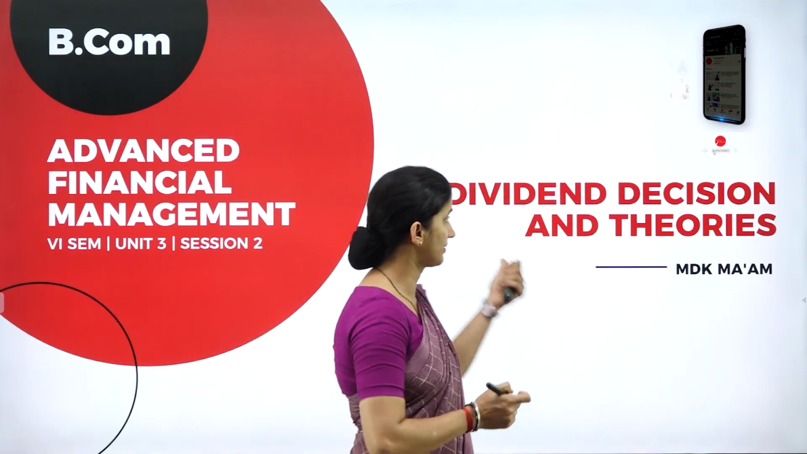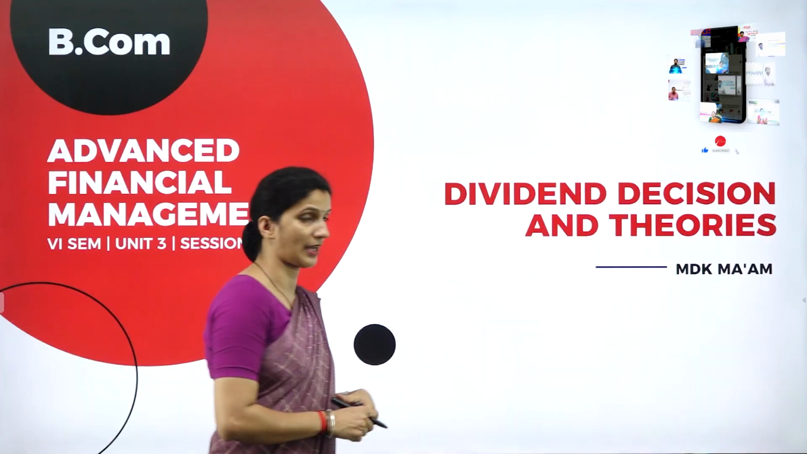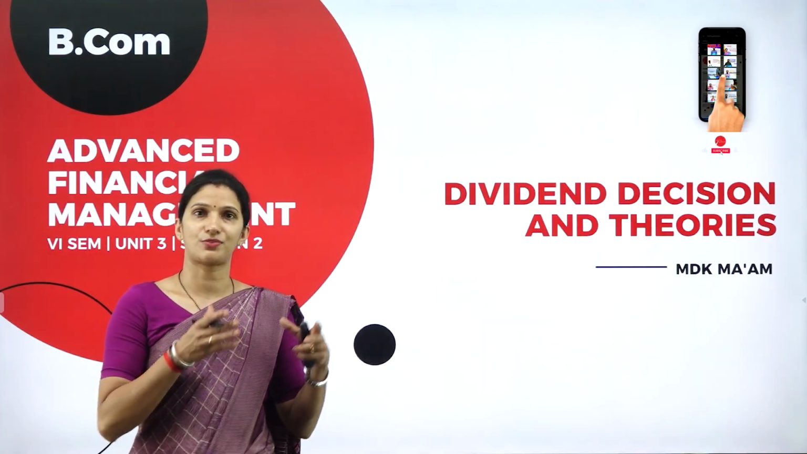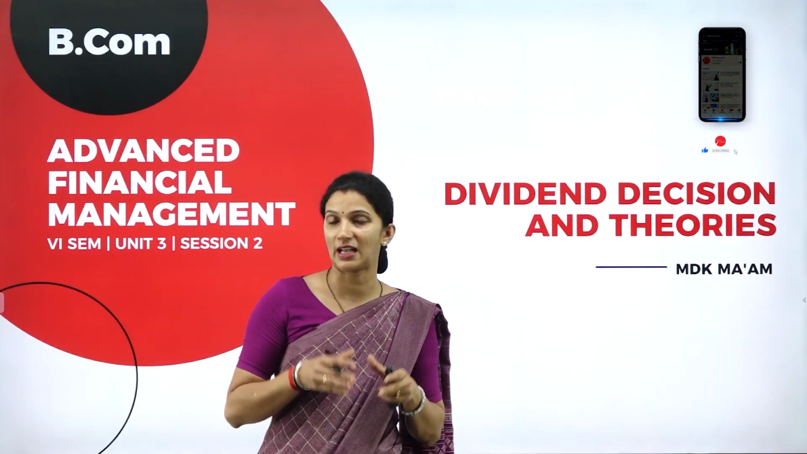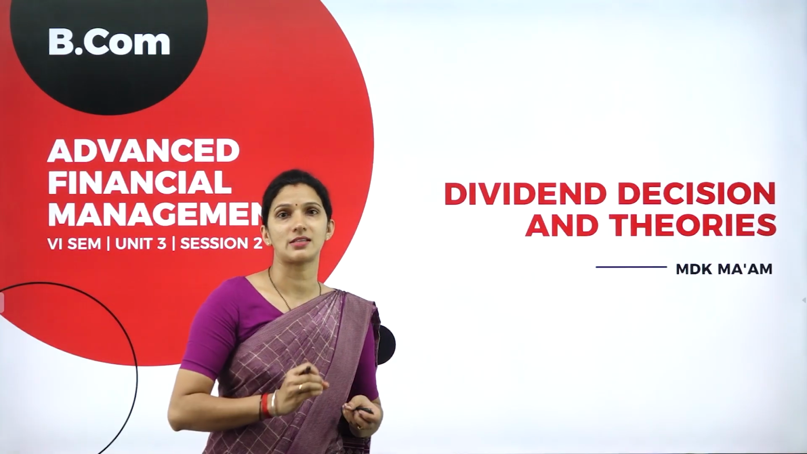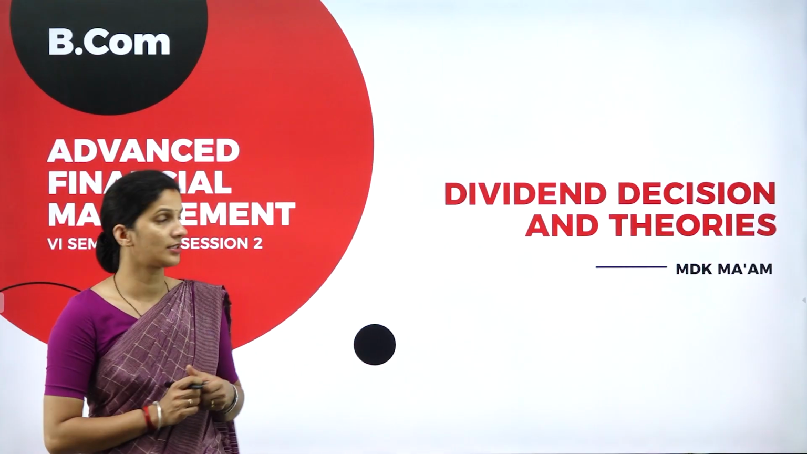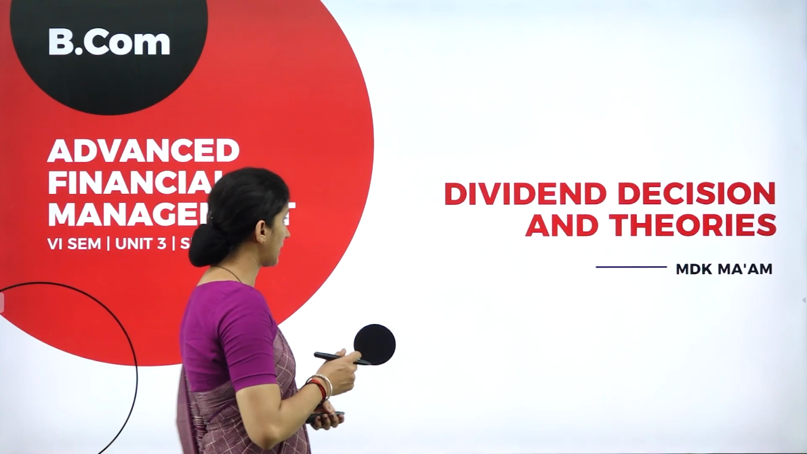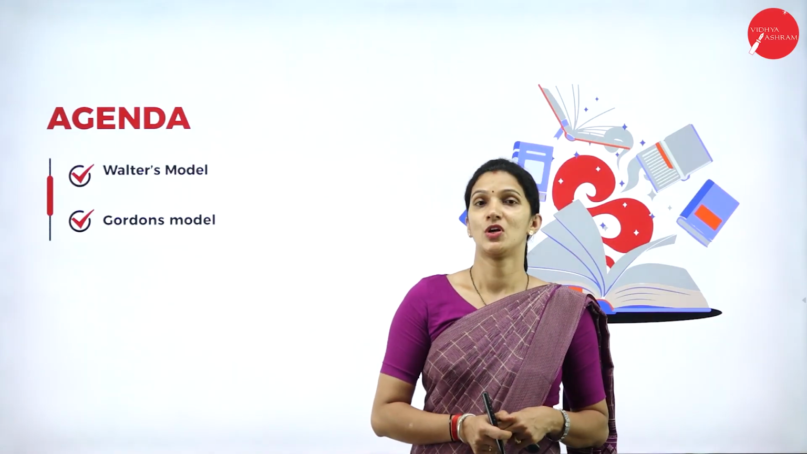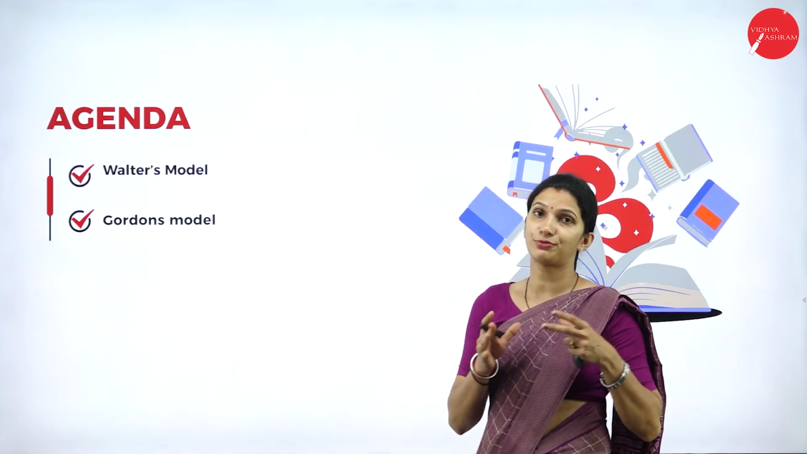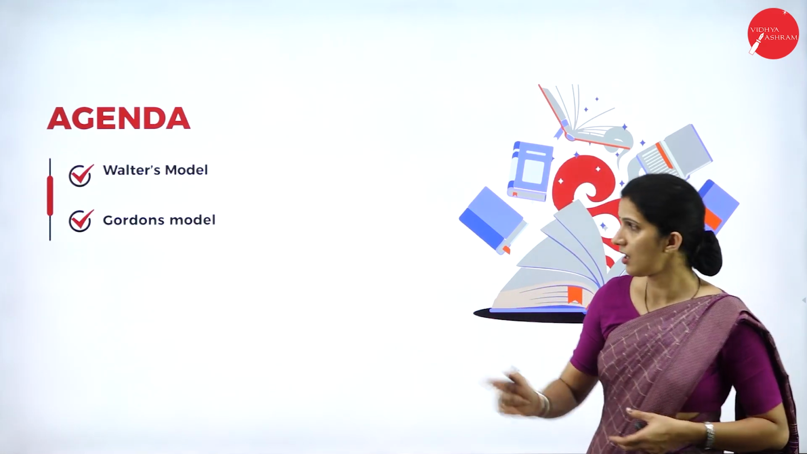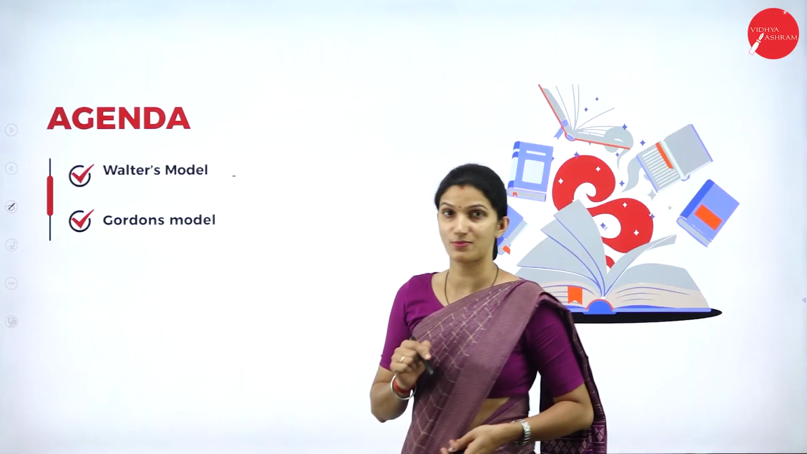So our third unit that we are discussing is the dividend decisions and the theories. In the previous session, we have seen the theoretical aspect of the dividend and dividend policies and the types of dividend. And also we have discussed what are the theories that are available on the dividend decisions. So the two important theories that we have are the Walters model and the Gordon's model. In the previous sessions, we have seen the formulas that are used to calculate the market price of the share under Walters model and Gordon's model.